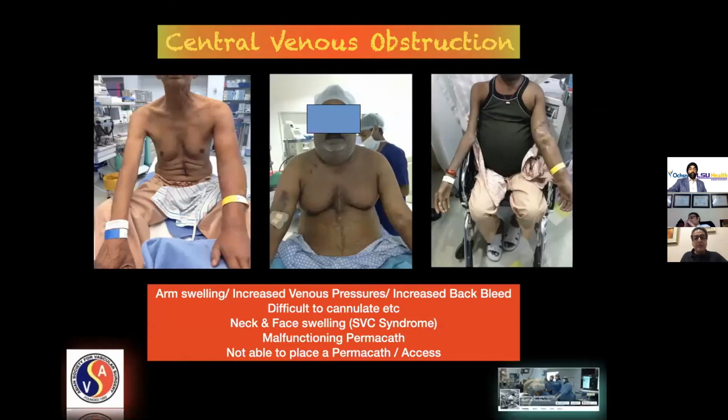So just to share a picture, when we talk about central venous obstruction, these patients will have this sort of swelling. But if we keep a quick check on certain clinical parameters, we can immediately pick up patients who are developing central venous obstruction: arm swelling, increased venous pressure, increased back bleed, difficulty in cannulating. And obviously, these patients will present with neck and face swelling, which is SVC syndrome, or if they have a central venous catheter, it can develop malfunction. And sometimes it is even just a difficulty in placing a central venous catheter because of the central venous occlusion in these patients.